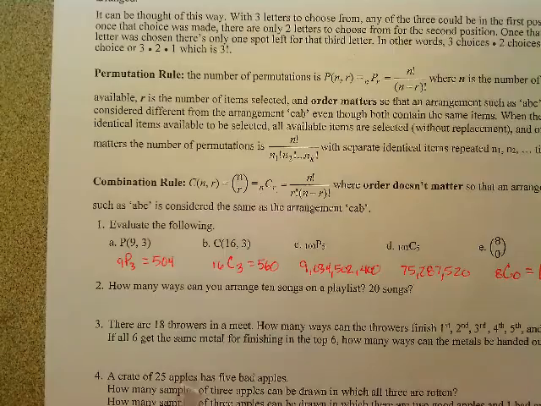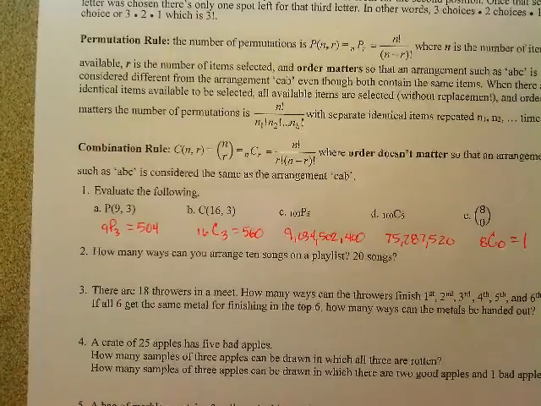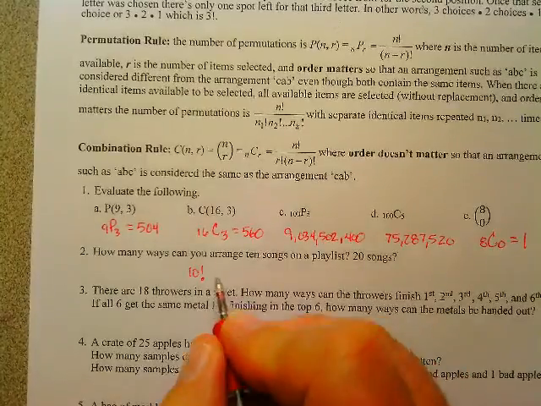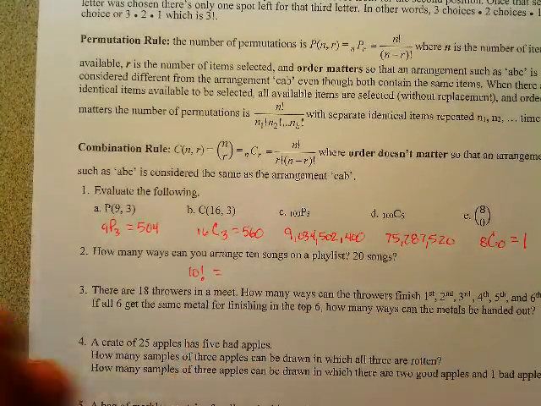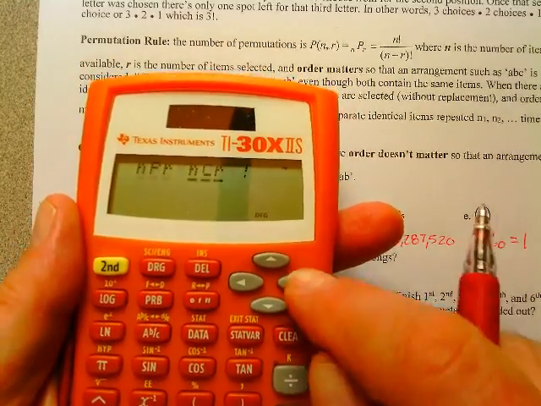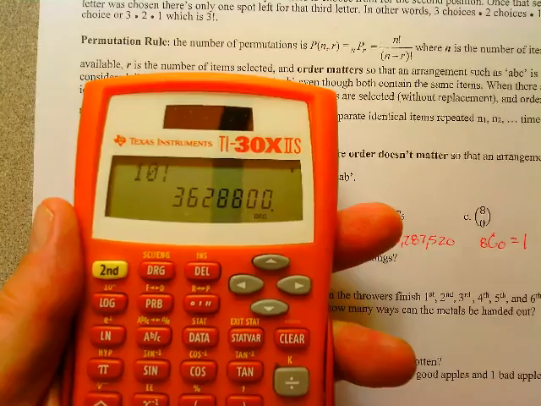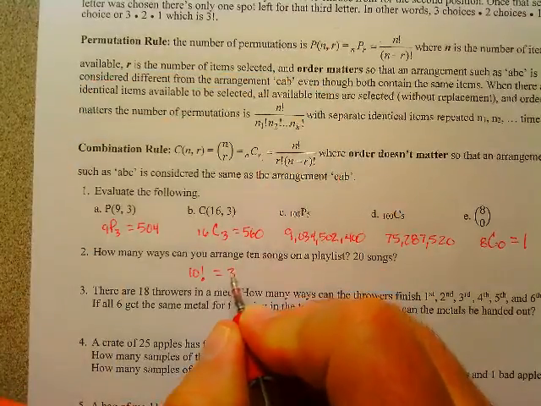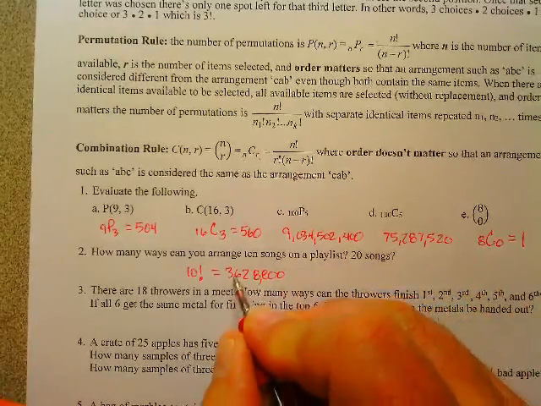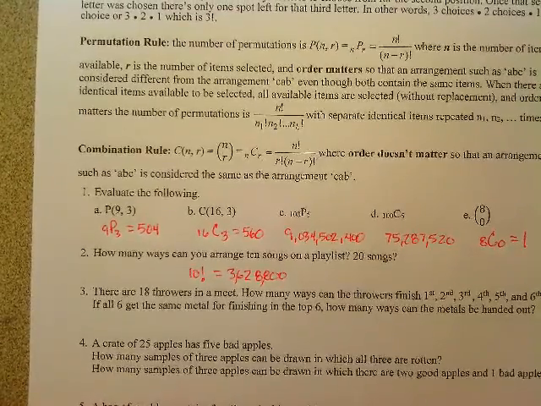Alright, so how many ways can you arrange 10 songs on a playlist? Well, we're talking about all 10 songs, so that would be 10 factorial, which, again, using our calculator, 10 PRB, go over to the exclamation, so there's our 10 factorial, equals, 3,628,800, so 3.6 million ways that you can arrange 10 songs.